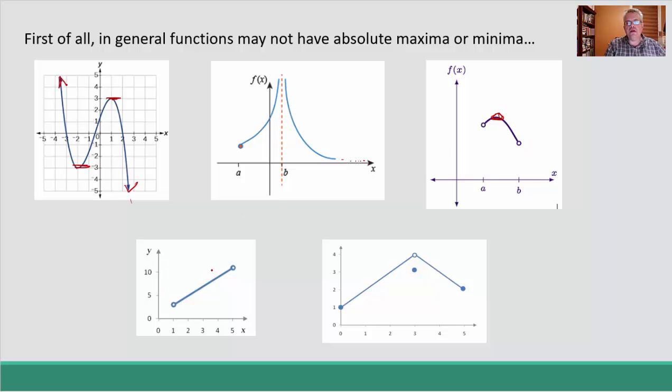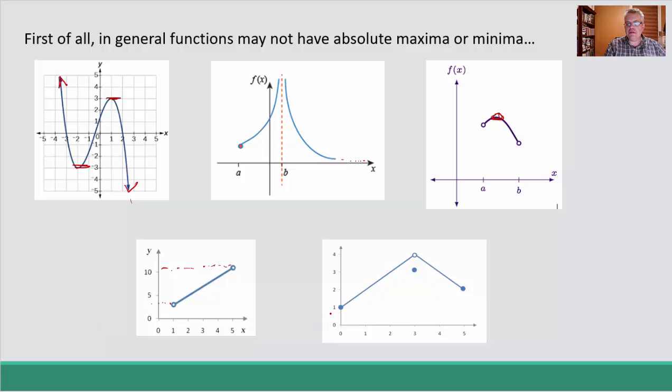This graph has neither an absolute max or min either, because it keeps going up and approaches the value of 10 right here, but it never actually gets there. And same thing down here. It comes down and approaches this y value right here, but it never reaches that minimum either. So because this has open endpoints, it doesn't have an absolute max or min either.